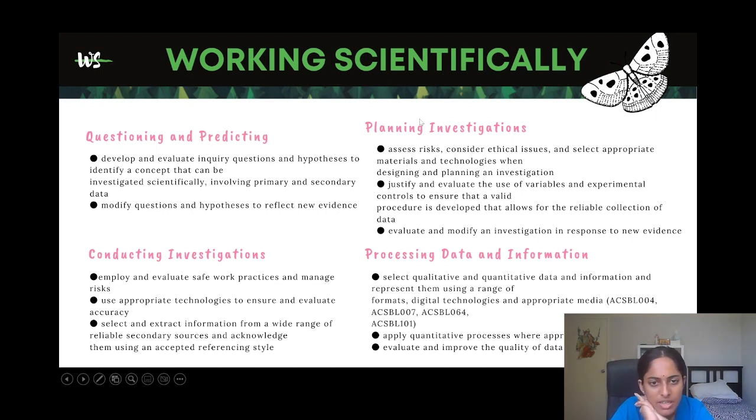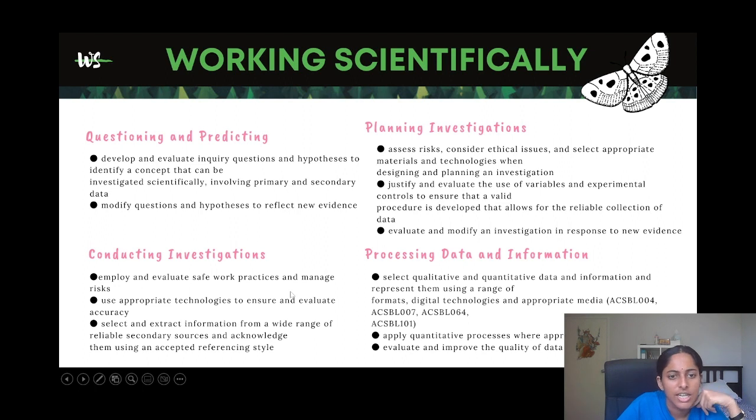But yeah, I think I've already explained most of these. I've looked a bit at questioning and predicting with you guys. So the key concepts that you can identify are hypotheses, looking at primary and secondary data. And then for planning investigations, that's looking at risks, so that's risk assessment. Evaluating what experimental controls you have to ensure that it's valid, so this relates to validity. And this relates to reliability, so it's ensuring that you have an experiment that is reliable and helps to produce data that is consistent. You also have evaluations, which is how you can modify an investigation and create a response as well. So all of these are pretty important.